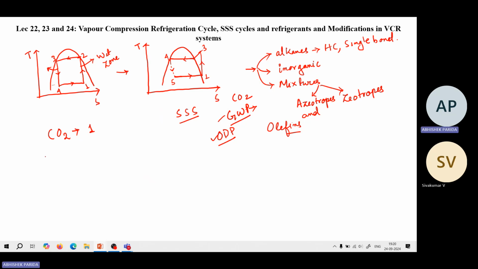Now the GWP ratio is calculated from the global warming potential of that refrigerant, let us say some RXX, relative to that of CO2. So this ratio is actually the GWP. Okay. The same for ODP. ODP also is considered with respect to R11. Now these olefins have carbon double bonds. Okay. Here we have carbon single bond. Here we have carbon double bonds. We'll discuss its nomenclature.